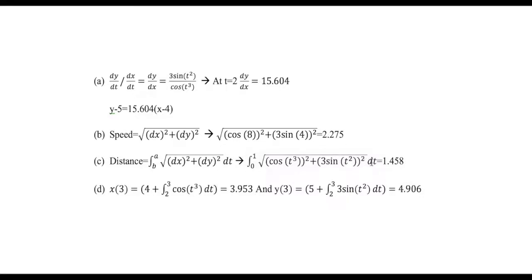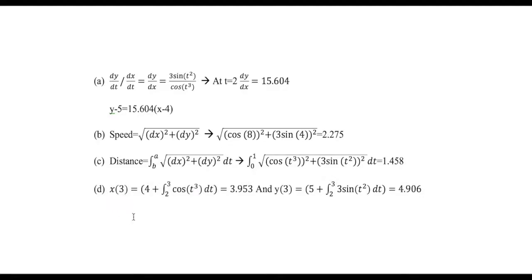1.458. For this question, you get 2 points for the distance integral. You get 1 point off for each error on the integral, and you get minus 1 point off if you have an error on the 0 to 1. And you get 1 point for the answer, so it's 3 points total for this specific question.